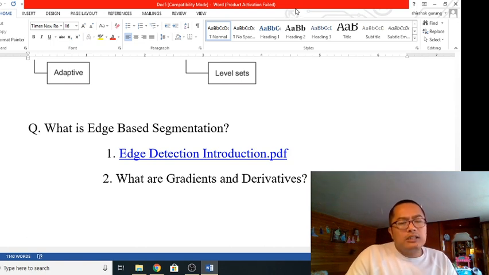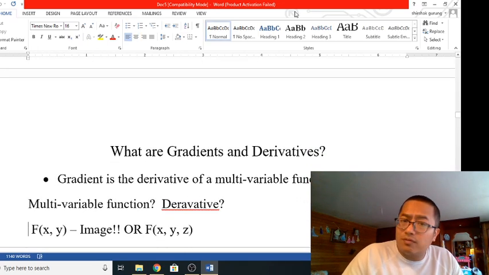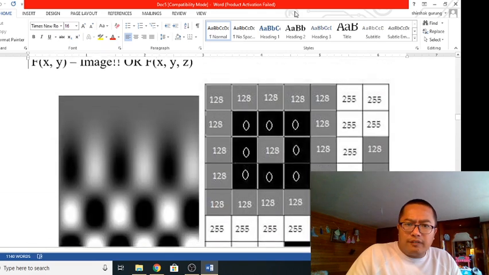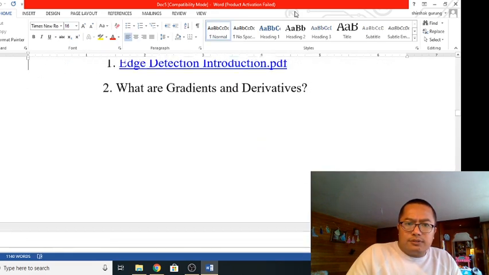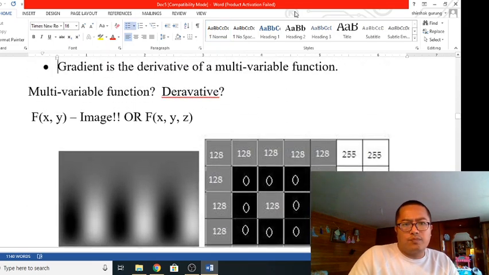To do that, we take the help of gradients or derivatives. So let us quickly see what gradients and derivatives are. Okay, fine. Here you go. What are gradients and derivatives? So here you go.